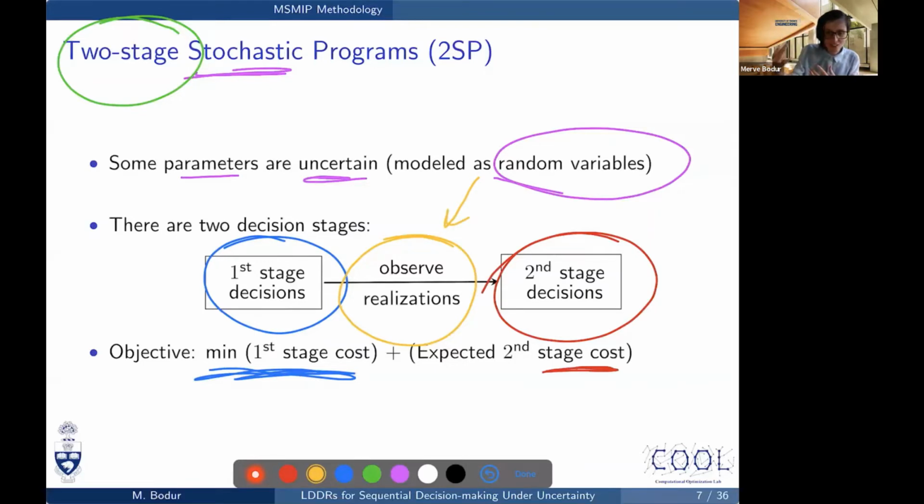So the second stage cost, in the most traditional way of stochastic programming, we need to minimize in the expected form. So the commonly used objective in stochastic programming is minimizing this deterministic first stage cost plus expected second stage cost, where this expectation is taken with respect to the distribution of the random variables, let's say demands.